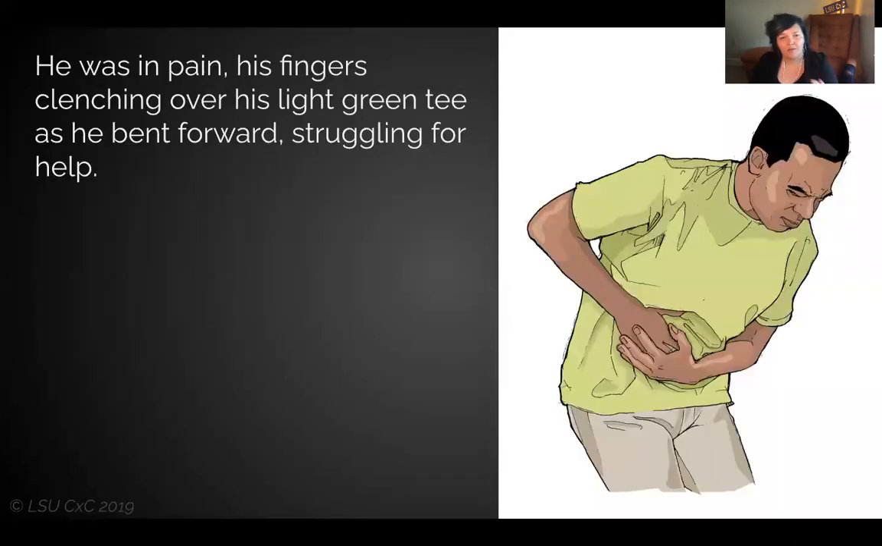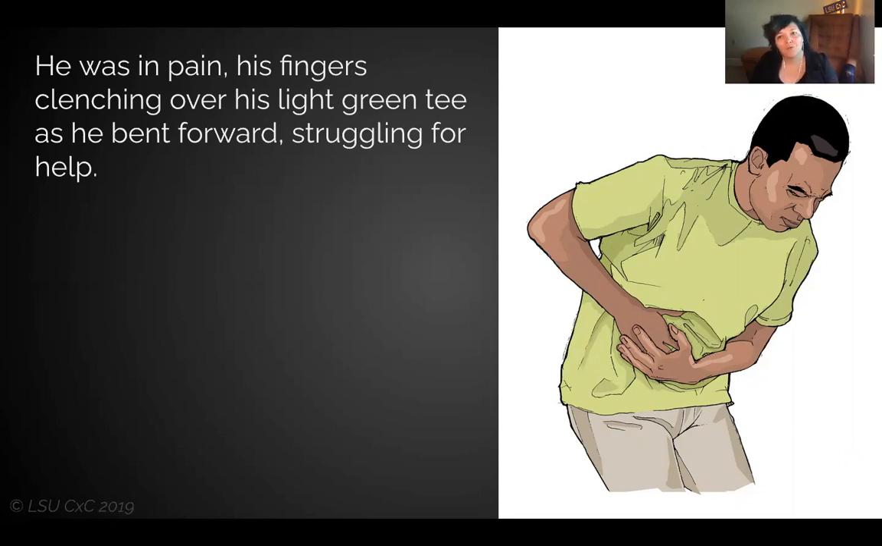For example, we have this image. "He was in pain, his fingers clenching over his light green tea as he bent forward, struggling for help." Now, this sets the tone, right? We look at the picture and the language is telling you a story about this person who's in intense pain. He's clenching his light green tea, he's bending forward, he's struggling, which in a certain context in creative writing might actually be incredibly effective.